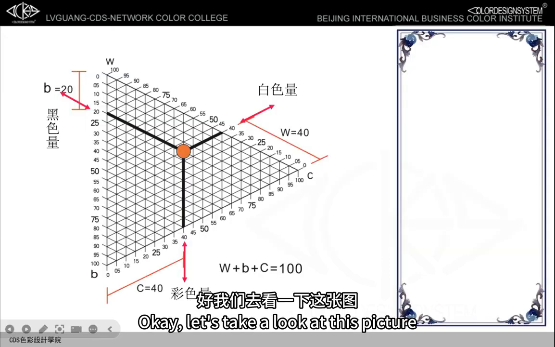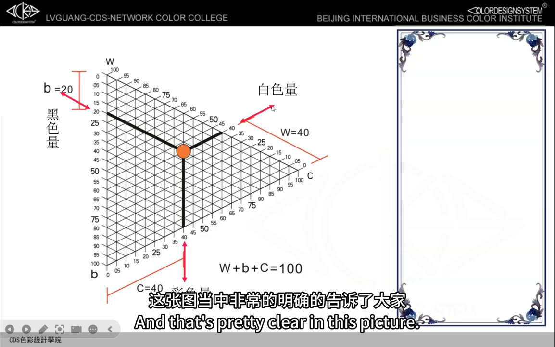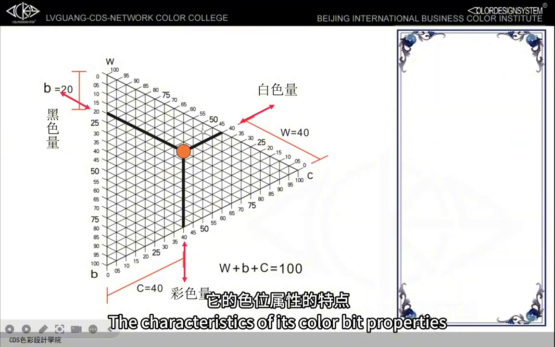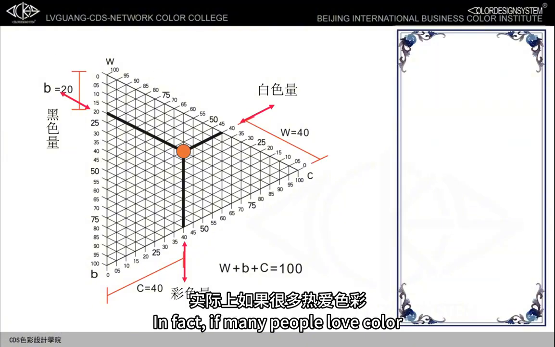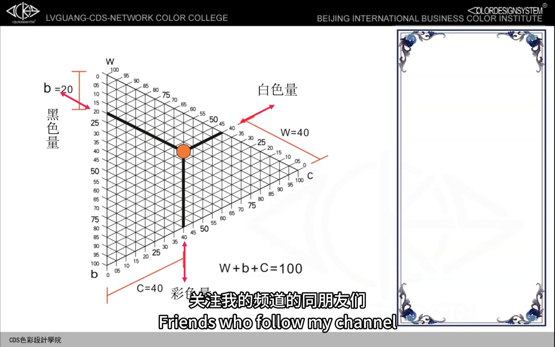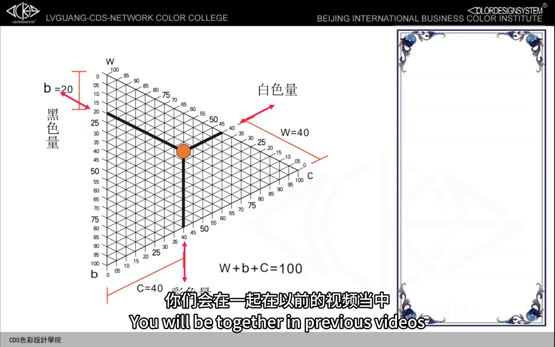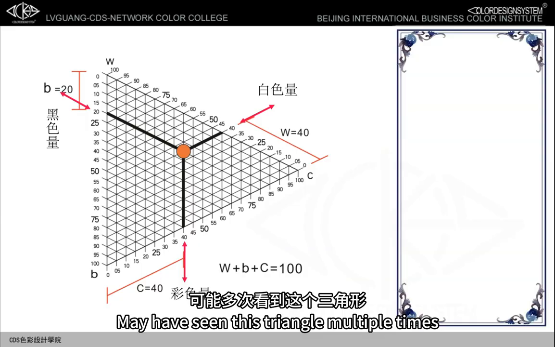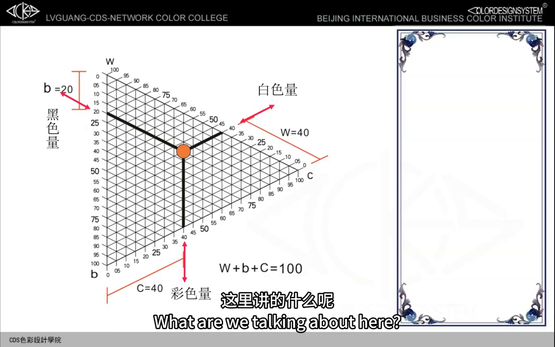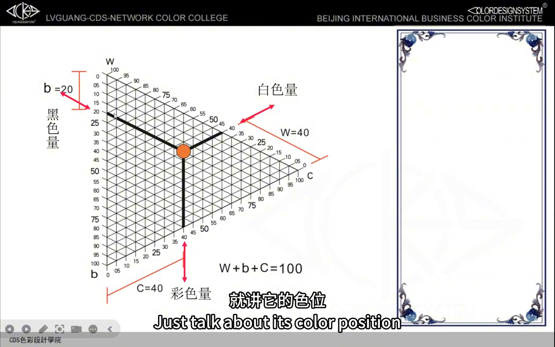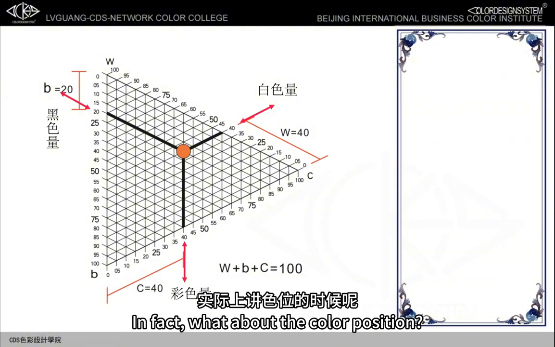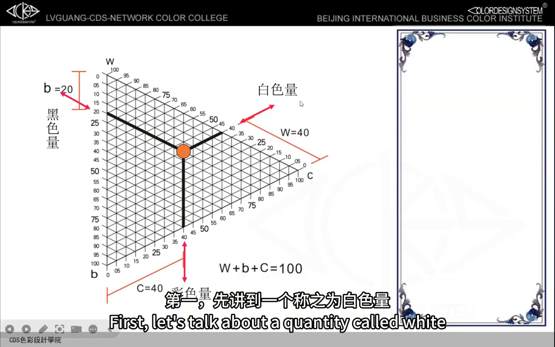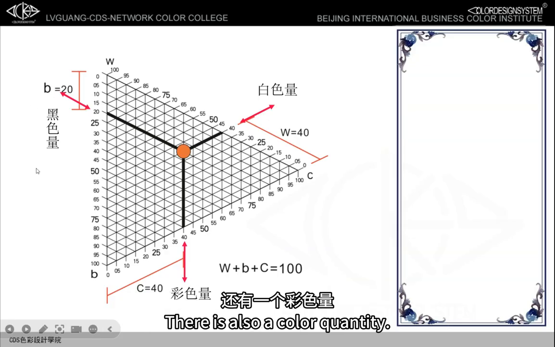Okay, let's take a look at this picture. It's pretty clear in this picture, the characteristics of its color bit properties. In fact, if you love color and follow my channel, you may have seen this triangle multiple times in previous videos. What are we talking about here? Just its color position. In fact, what about the color position? There are several quantities to explain. First, let's talk about a quantity called white. There is also a color quantity.